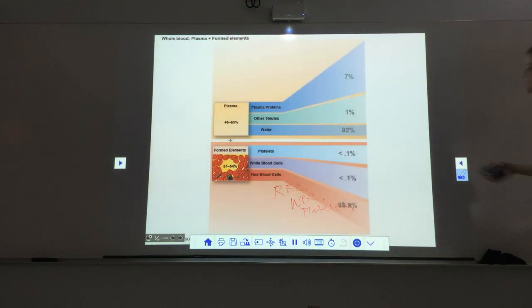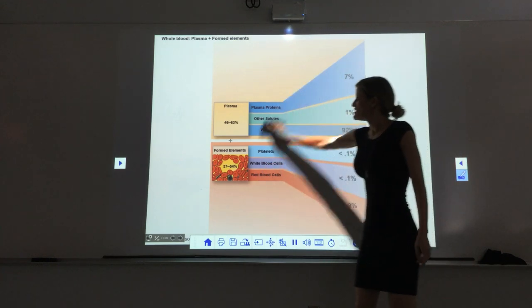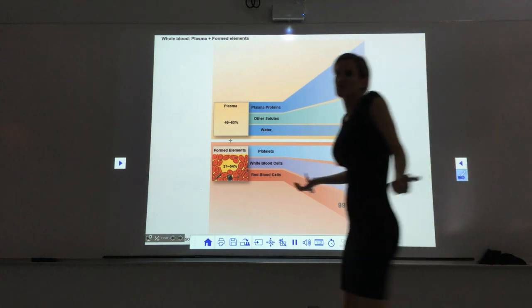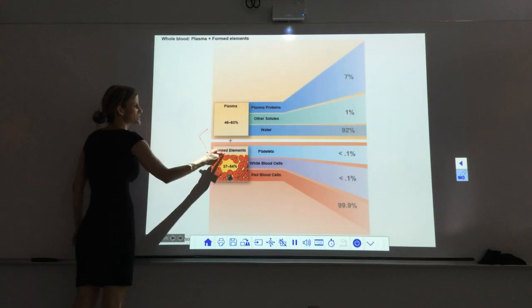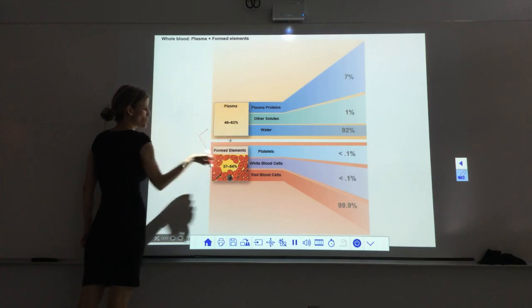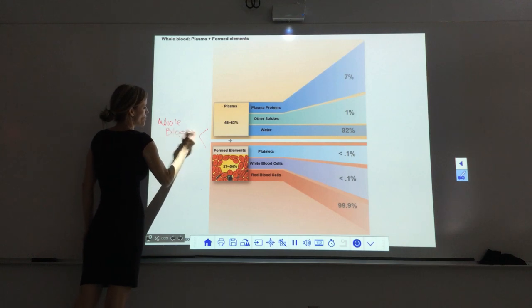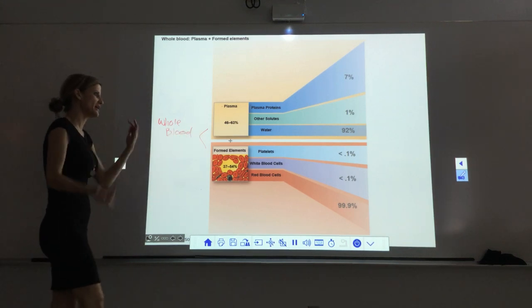This is just showing you this breakdown. Again, I will not ask you to quote me the exact percentages on this, because it's going to be different in everyone anyways. I'm always changing. But these two things together, the plasma plus the formed elements, give you whole blood. Whole blood is what flows through your vessels, going around your body all the time.